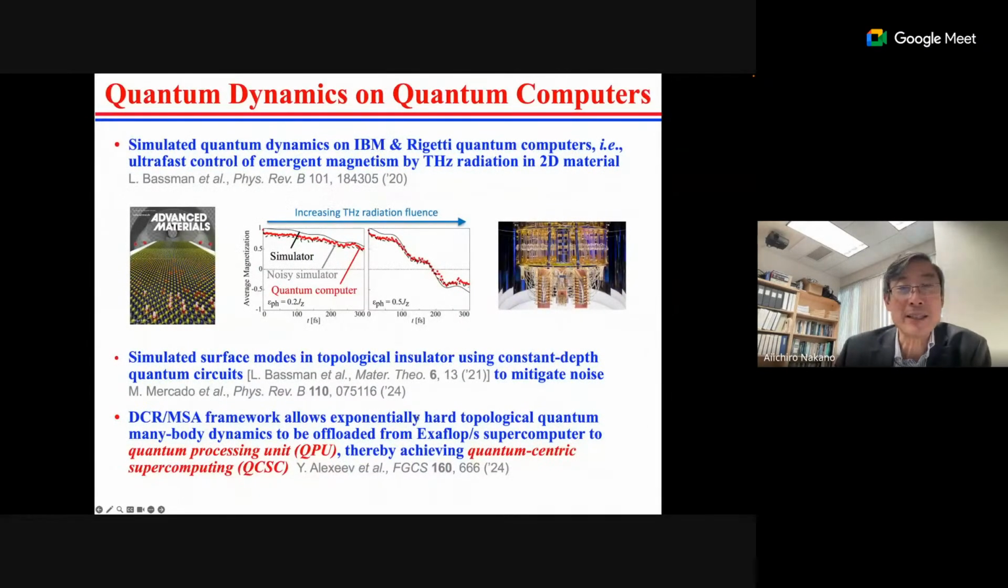In fact, we simulated non-trivial quantum dynamics on a quantum computer, for example, to study ultrafast control of emergent magnetism by terahertz radiation in a 2D material like this. Most recently, we simulated the surface mode in a topological insulator, using error mitigation to mitigate noise. This is using a quantum computer, a topological quantum computer like Microsoft's. So our DCR MSA framework allows exponentially hard topological quantum many-body dynamics to be offloaded from an exaflop supercomputer to a quantum processing unit. This is what IBM is promoting, quantum-centric supercomputing. But I would like to discuss more with Google's quantum team to do some hybrid post-exascale and quantum computing.